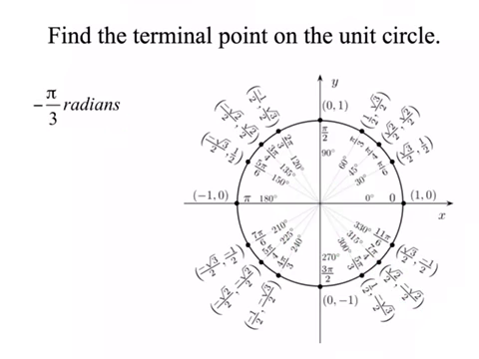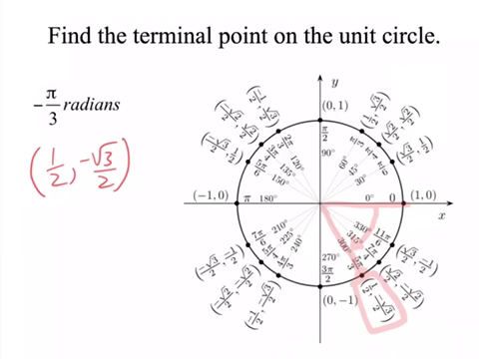Done. So the terminal point of negative pi over 3. That one takes a little bit of something to think about for a second, because we start here and went negative pi over 3. So negative pi over 3 means I'm going down a third of pi. So isn't it right there? That is where we're looking for. That right there is the coordinate we are going to draw, or write. So that is 1/2, comma, negative square root 3 over 2.